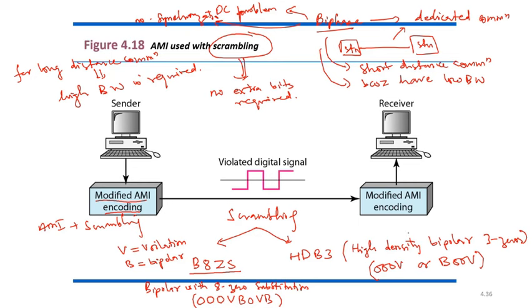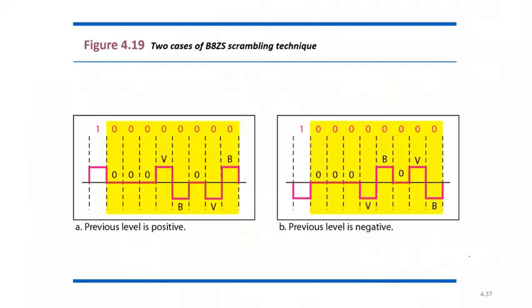Scrambling is basically used to avoid the DC problem and the non-synchronization problem without using extra bits. There is no need for extra bits. It will just replace whatever continuous zeros there are with another sequence decided by the technique being used. If it is the first technique, it will replace with this pattern. If it is the second technique, it will use 000V or B00V. So what is its meaning? We'll see here. This is the first case.